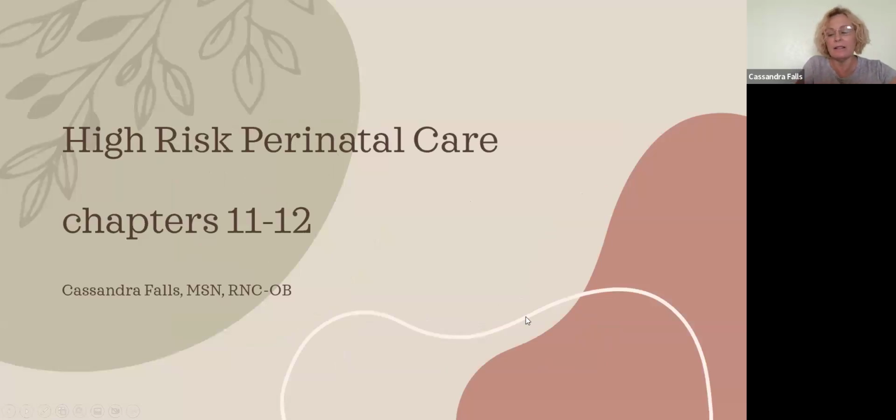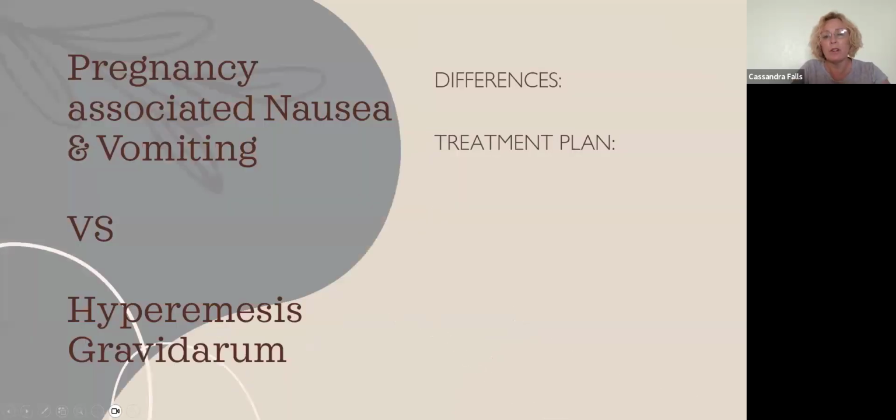Okay. This afternoon, we're going to talk about high risk complications of pregnancy and really just a few specific ones. We're going to start with pregnancy associated nausea and vomiting and hyperemesis gravidarum. There's a difference between the two, and there's always someone in the class that has had hyperemesis gravidarum and can tell us that it's not the same thing. There's always someone who's had that experience and is willing to share it with us.